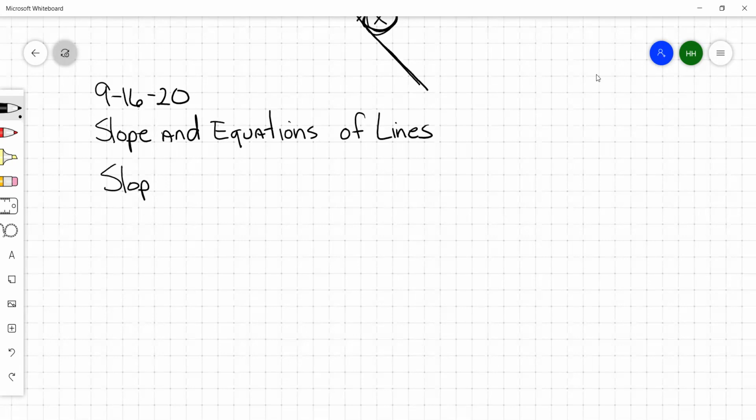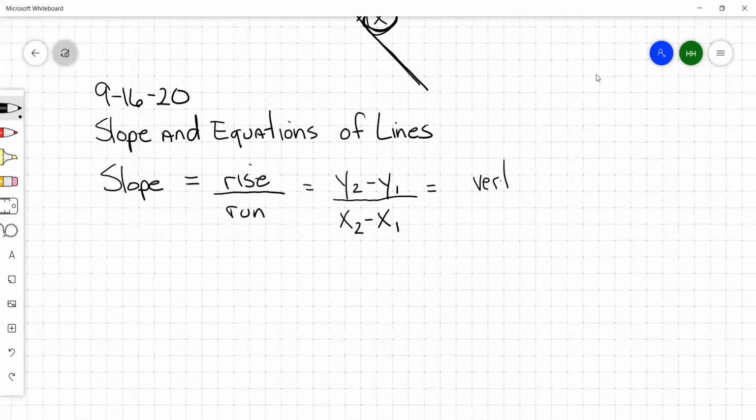Slope is equal to rise over run. That's one thing it's equal to. I'm going to give you 3 different things that slope is equal to. It's also equal to y sub 2 minus y sub 1 divided by x sub 2 minus x sub 1. And it's also equal to vertical change divided by horizontal change.